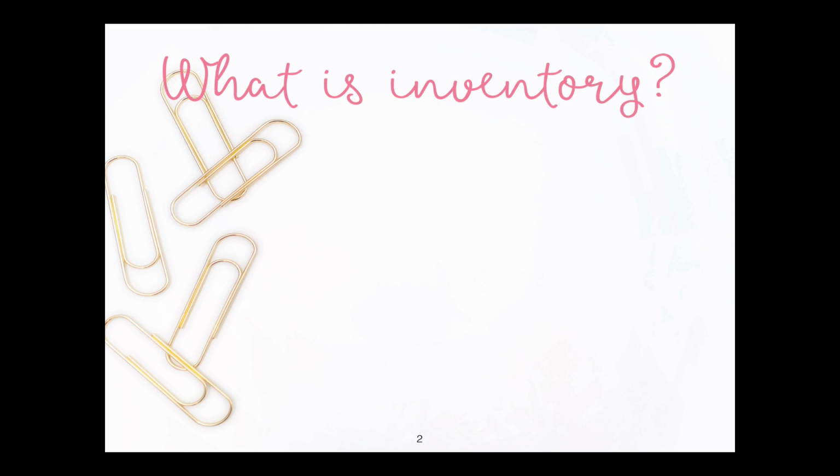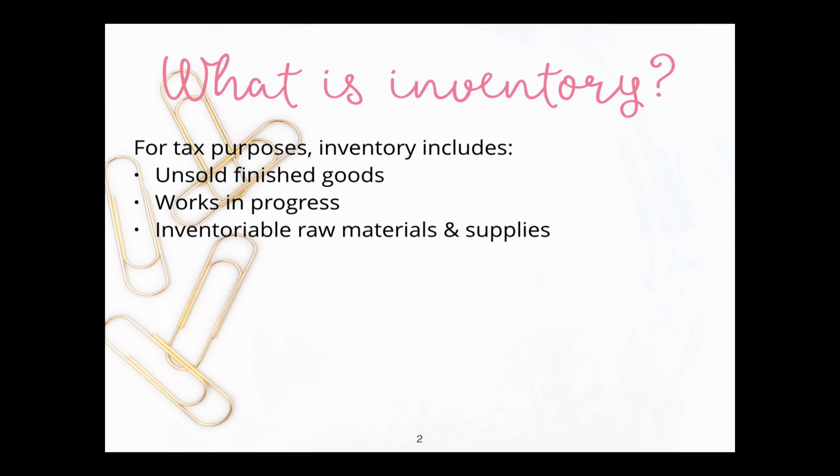So let's begin by giving you a general definition of inventory. If you sell physical goods, you've got inventory. For tax purposes, inventory includes 3 things. Your unsold finished goods, that's whether you've got them listed online, whether you've got them sitting in a stock room, or whether they're just sitting around anywhere. Finished goods are inventory. Your works in progress, which are items that you're currently working on but you're not finished making. And your inventoriable raw materials and supplies, which I'll cover more about in a minute.